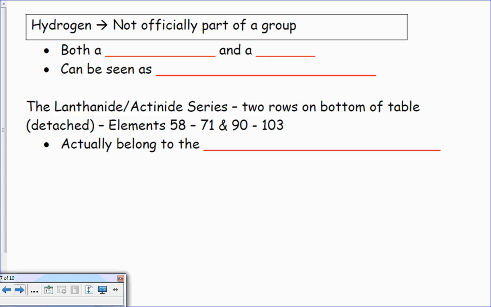Hydrogen by itself is not officially a part of any group. It's kind of a loner. It's both a non-metal and a gas. It can be seen as H2 gas, H plus aqueous, or H minus aqueous. We'll see those more in the acids and base unit.